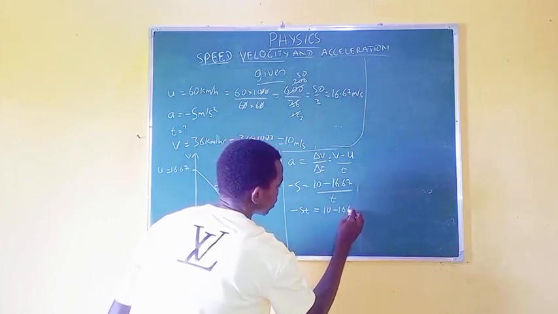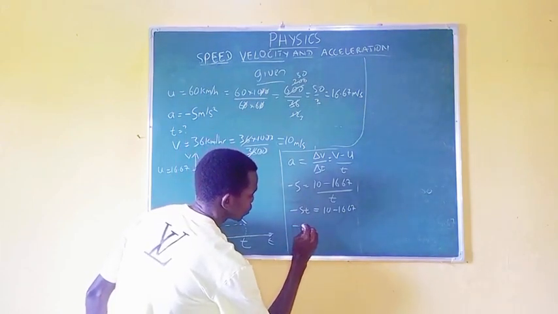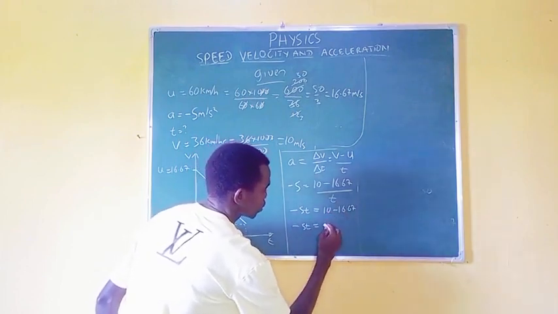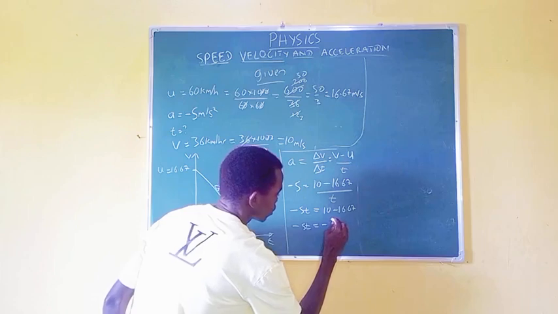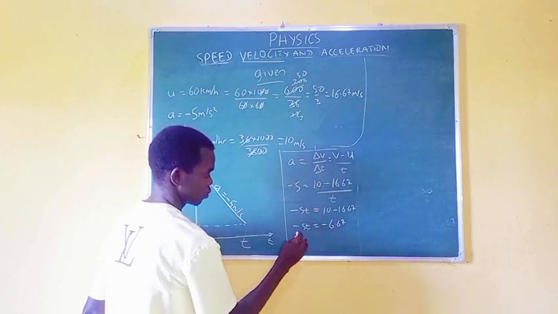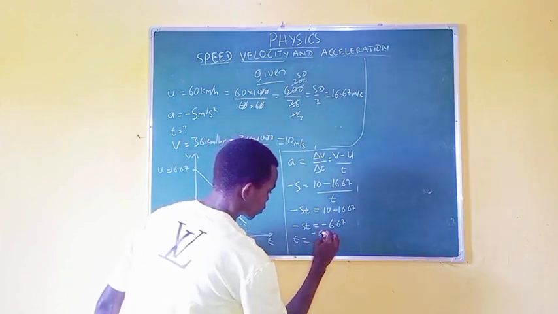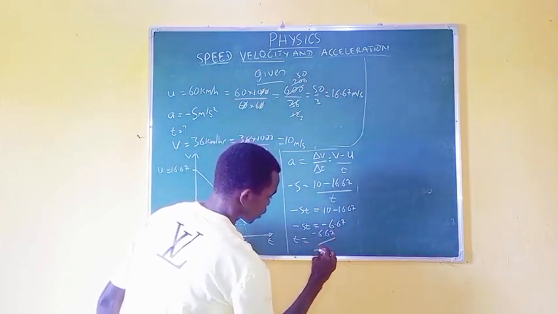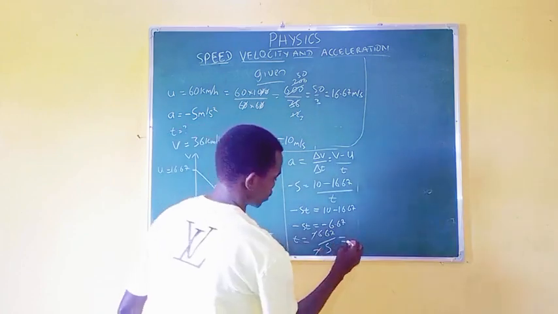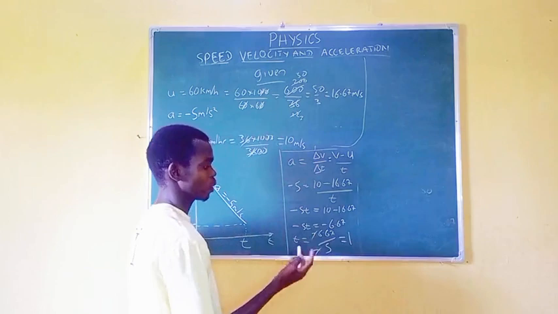minus 16.67. Therefore, minus 5t is equals to 10 minus 16, we have minus 6.67. To find t now, t will now be minus 6.67 over minus 5. Minus cancel minus. Will now be 6 divided by 5, we have 1, remainder 1.